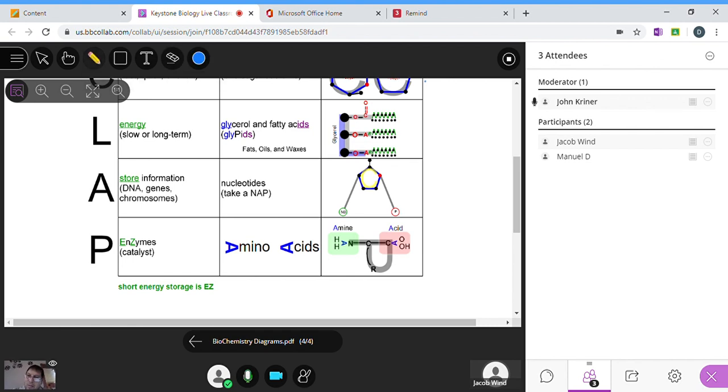Nucleic acids are a polymer, right? The big macromolecule. And they're built from monomers called nucleotides. Nucleotides. So if you have a repeating group of nucleotides that are connected to each other, that's what creates a nucleic acid. So nucleotides are small, nucleic acids are big. What does a nucleotide look like? Well, they take a NAP.